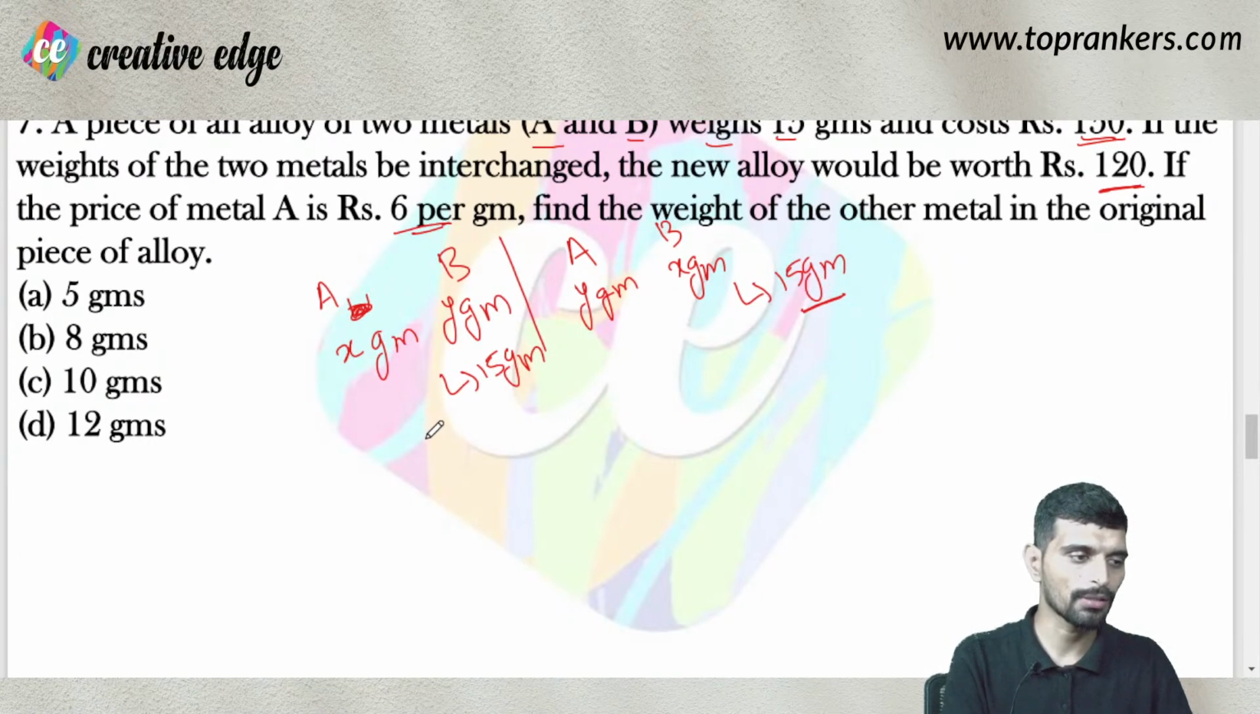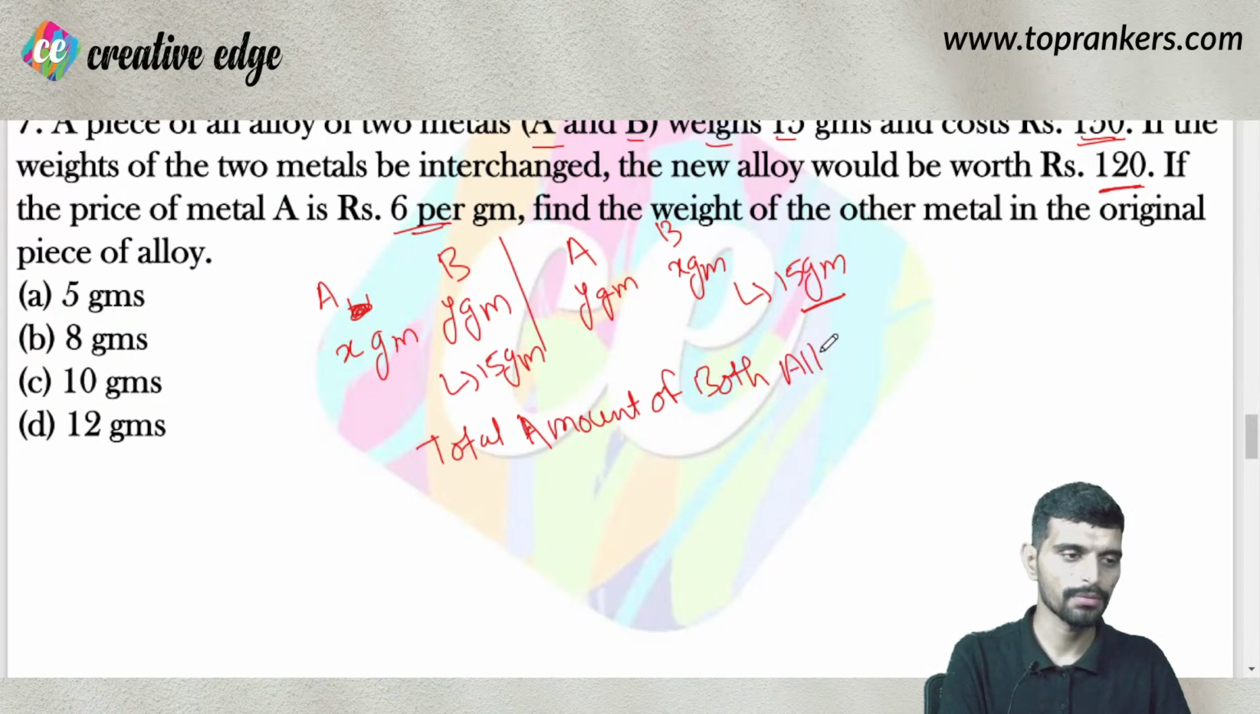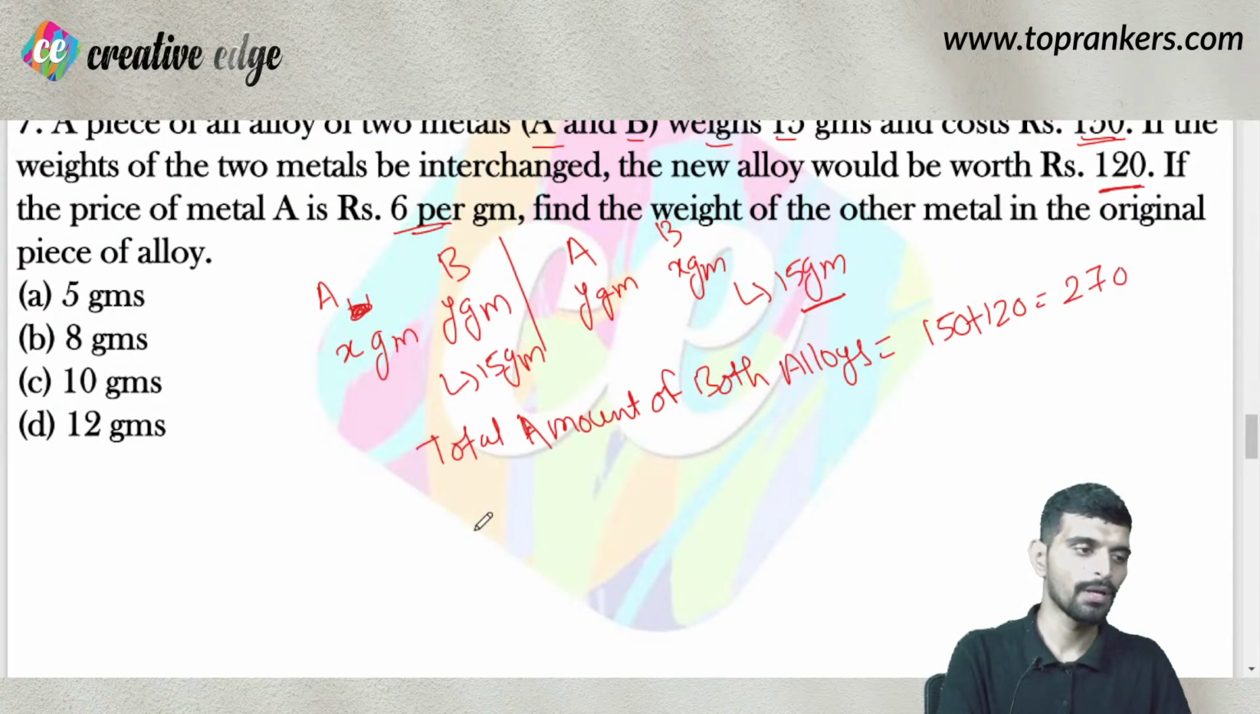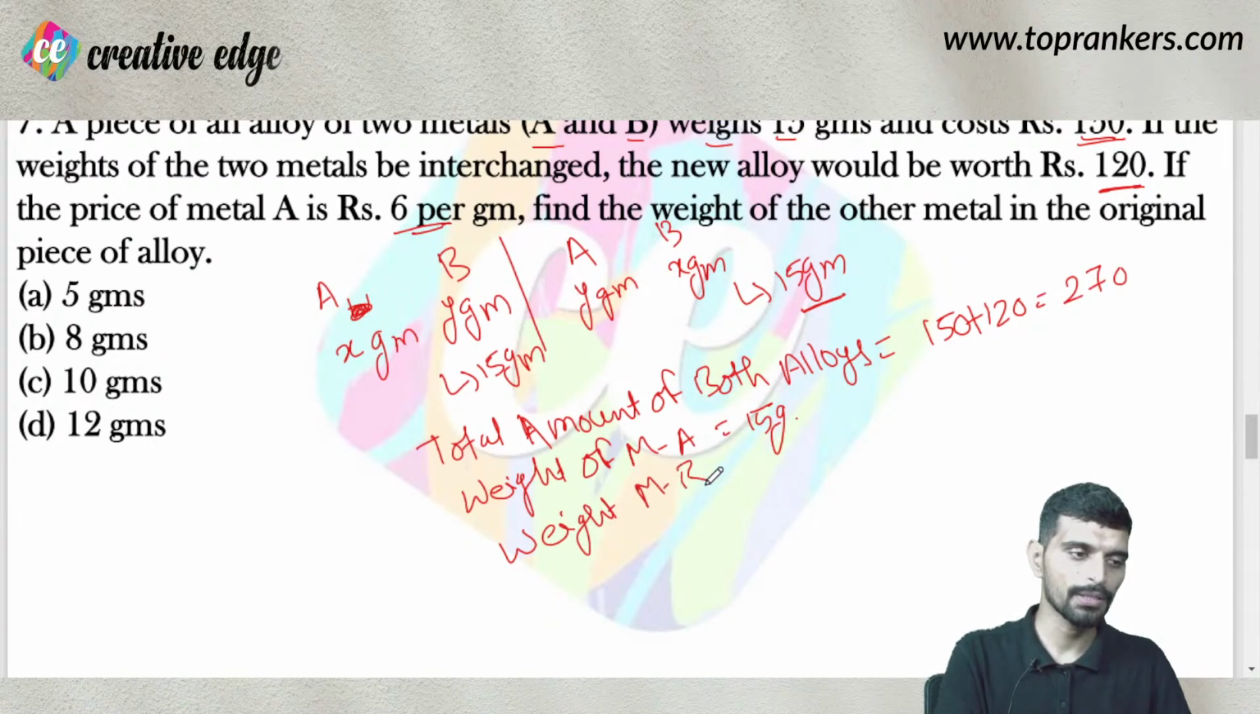So can I write it like the total amount of both alloys will be 150 plus 120, that is 270, and the weight of metal A is 15 gram in total and the weight of metal B is also 15 grams, because if this is X, this is 15 minus X, if this is Y, this is 15 minus Y, and this I can write as X, then this will be 15 minus X. So X plus 15 minus X will result in 15.